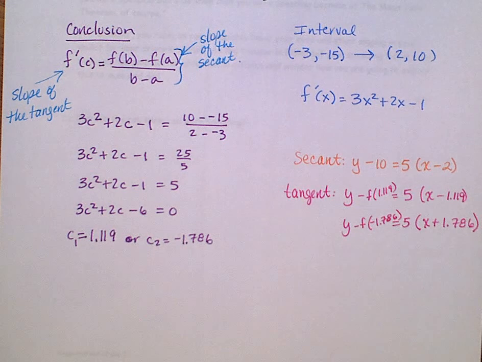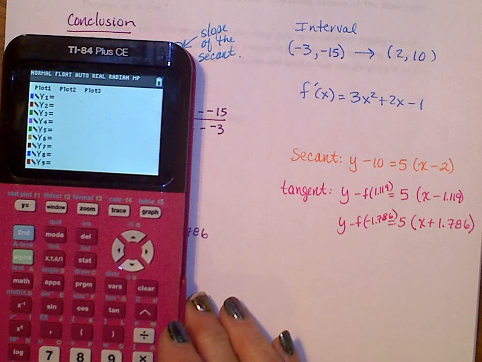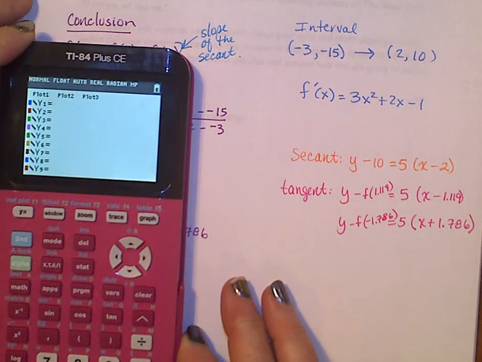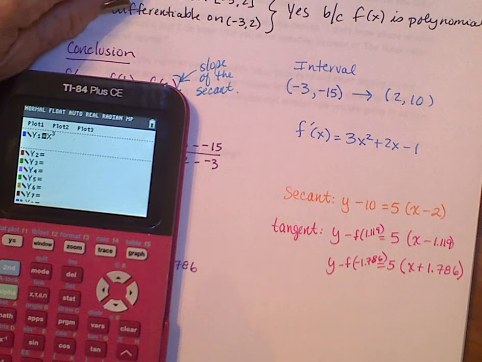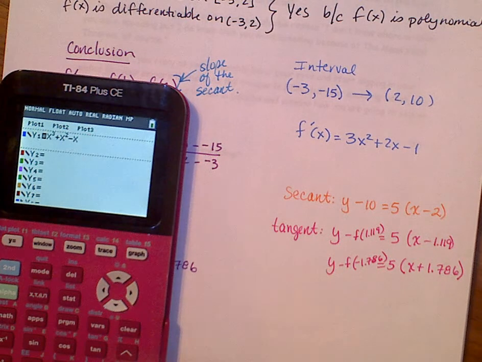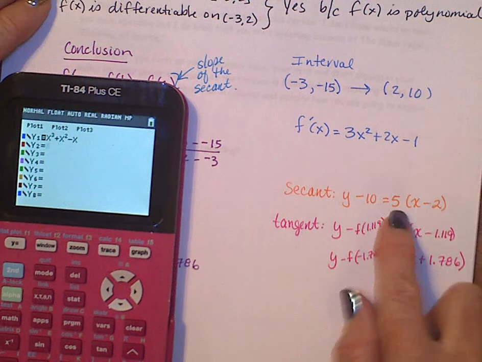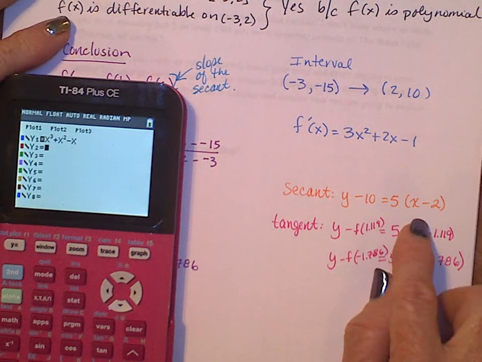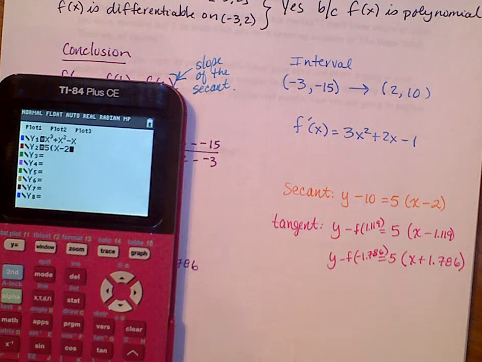All right, so let's graph. Go to y equals, put the original function in at f of x is x cubed plus x squared minus x. And then let's put the secant here. And I'm not going to distribute that 5 through. I'm just going to let my calculator do that work for me. So let me write this as 5 parentheses x minus 2. And then we'll just add that 10 over, so plus 10.